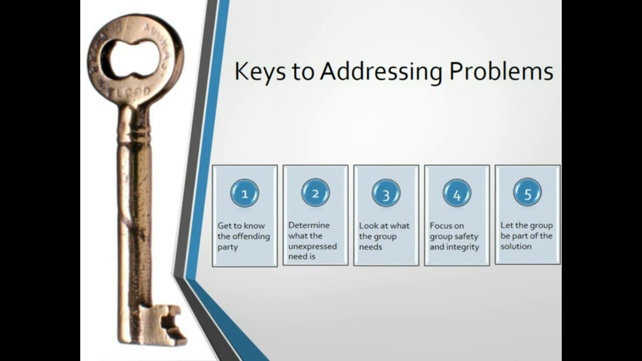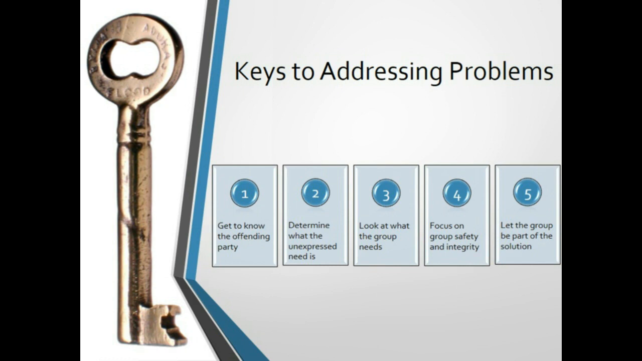So what does the group need? And the group always needs safety. So that should be number one. That is why I say number four, focus on group safety and integrity. If anybody is becoming in any way disruptive or causing a problem, it's your job as the group leader to say, Stephen, I understand that you're upset about this, but right now is not the time to get into this. I'm happy to talk with you afterwards, but this is not the time or the space.